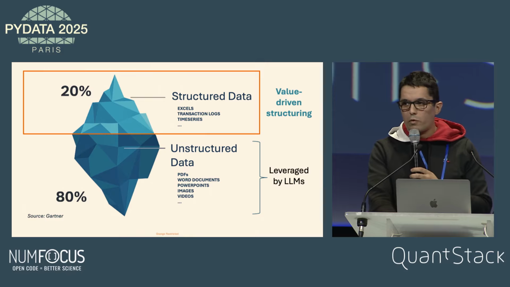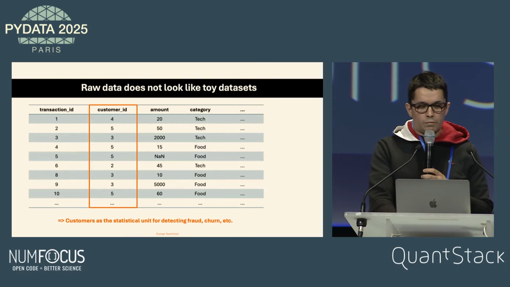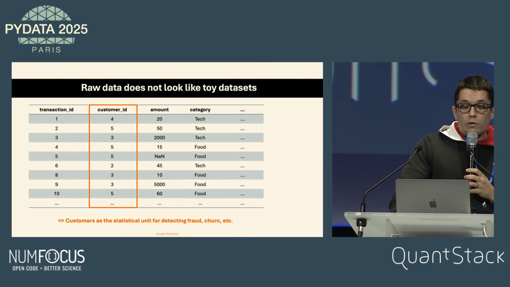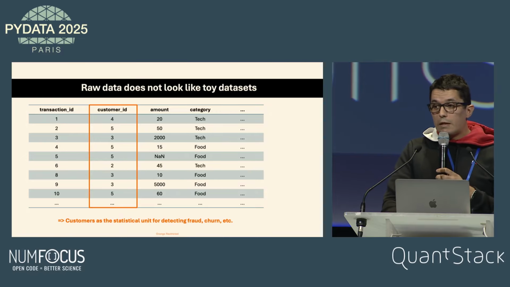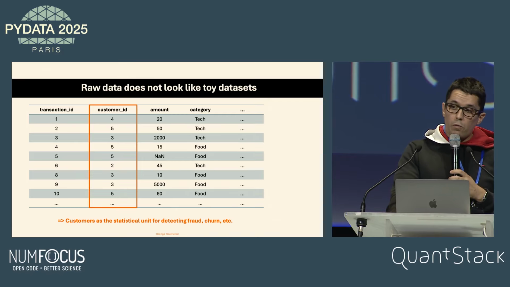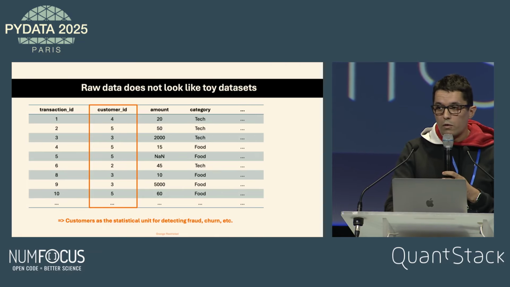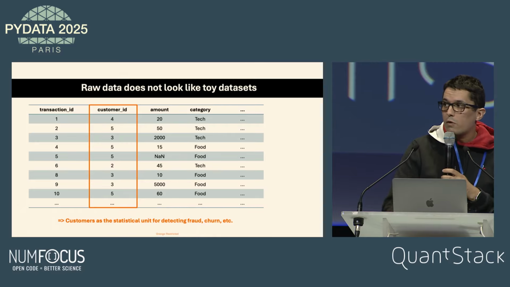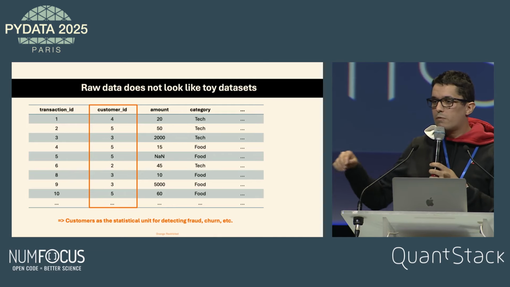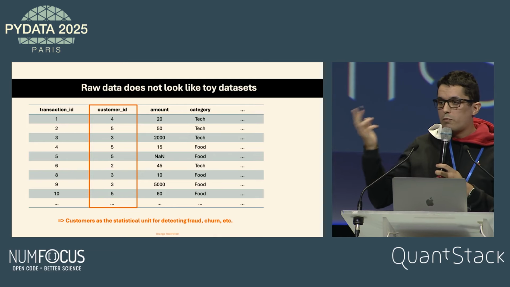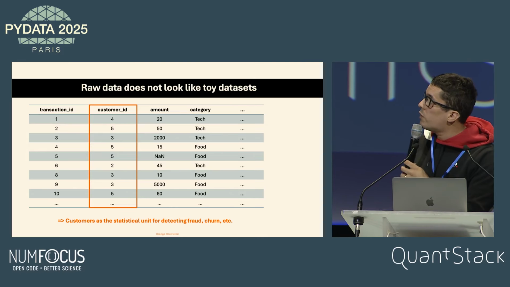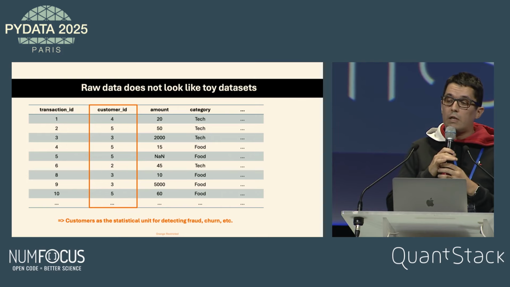So that's why we focus on tabular data today. So why are we talking about multi-table data? Because it's everywhere, and it can even hide behind what looks like a flat table. For instance, here we have a table with transactions. We have one row per transaction, we have the customer, the amount, the category.